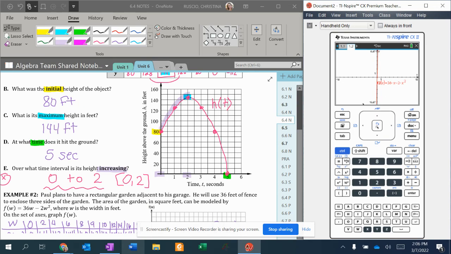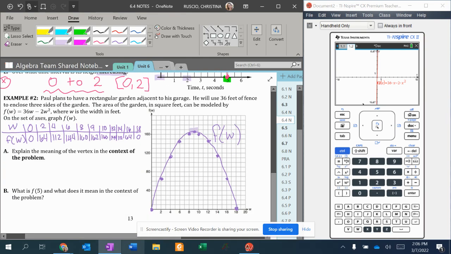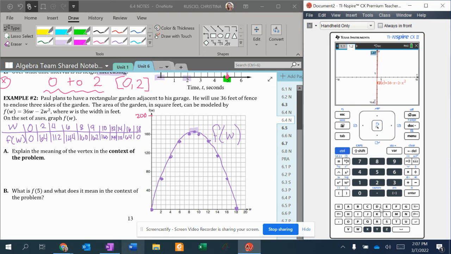But let's see why. Oh, it's because of our scale. Check this out. Our graph is going all the way up, I think to 200 and all the way out to 20. So let's change our scale. 200, 20. That looks a lot better.